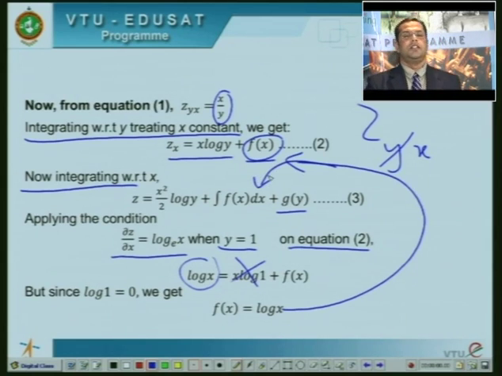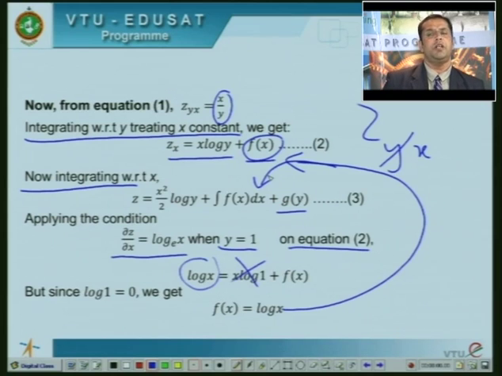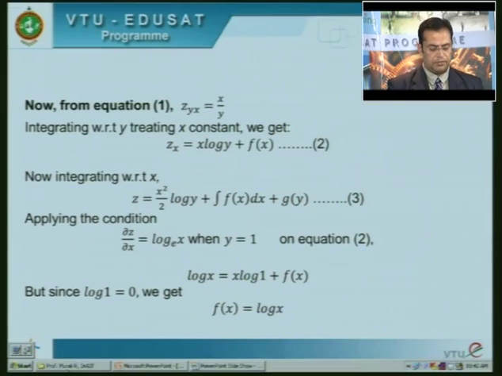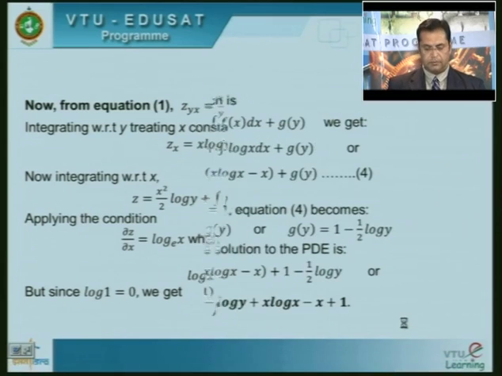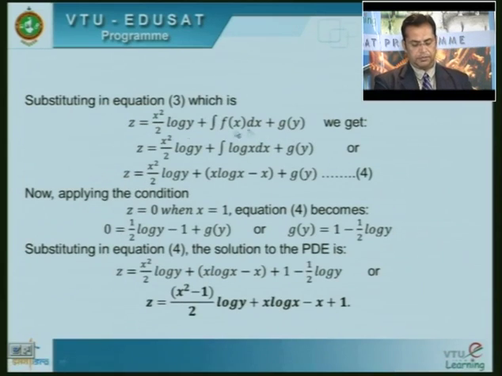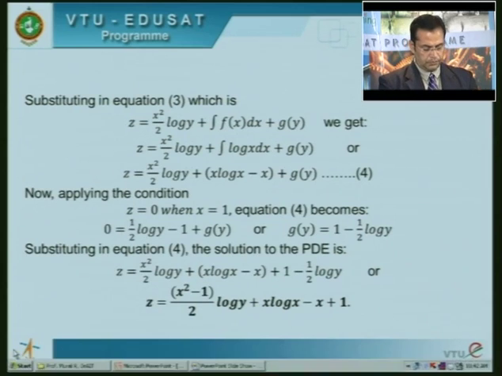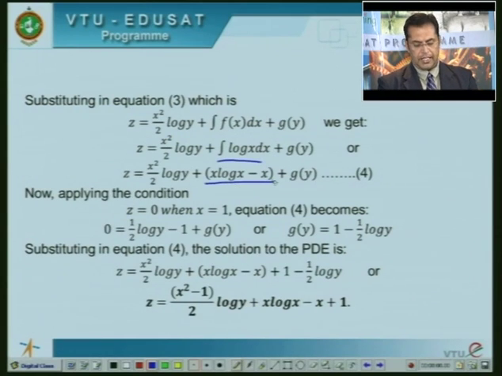Before proceeding to apply the next condition, substitute it here. So, you have in equation 3, on substitution of f of x, z equal to x square by 2 log y plus integral of log x dx plus g of y, that you can see illustrated here. But the integral of log x is x log x minus x, that is a standard integral. Call that equation 4.